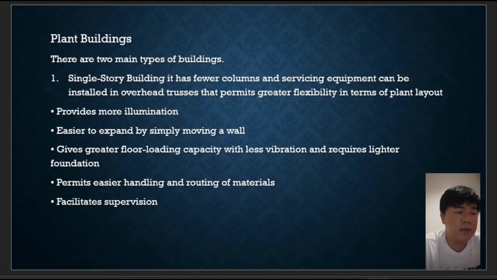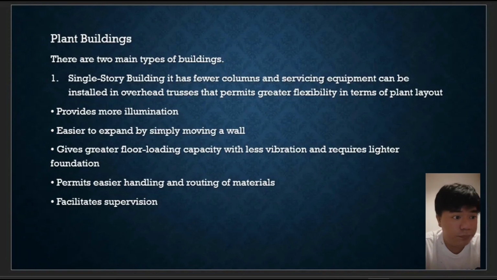For plant buildings, there are two main types of buildings. Now one is the single story building. It has fewer columns, and servicing equipment can be installed in overhead trusses that permit greater flexibility in terms of plant layout. Included there is that it provides more illumination. Next is it is easier to expand, for example by moving a wall.